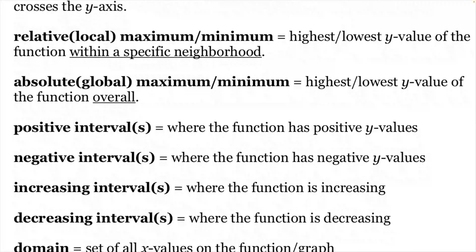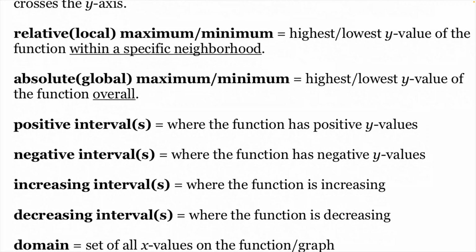Relative and absolute, they're almost the same. The difference is one is in a specific neighborhood. One is overall. Maximum means high point. Minimum means low point. For example, if I say that person has the nicest house in my neighborhood, that is a relative maximum. But does that mean they have the nicest house in Fresno? Probably not. That's absolute.